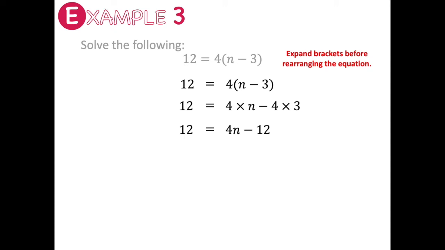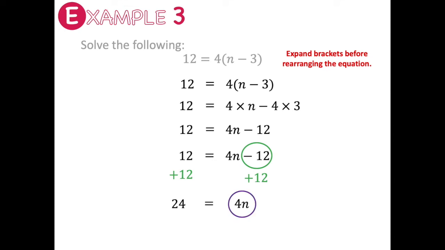And applying my reverse BIDMAS order, I need to remove the negative 12 first. Opposite of negative 12 is to add 12. So I want to add 12 onto both sides. So 12 plus 12 is equal to 24. So 24 is equal to 4n. So now I can remove the multiplication. Opposite of multiplying by 4 is dividing by 4. So divide by 4 on both sides. That means my n value is going to equal 24 divided by 4, which is equal to 6. So for this example, n is equal to 6.